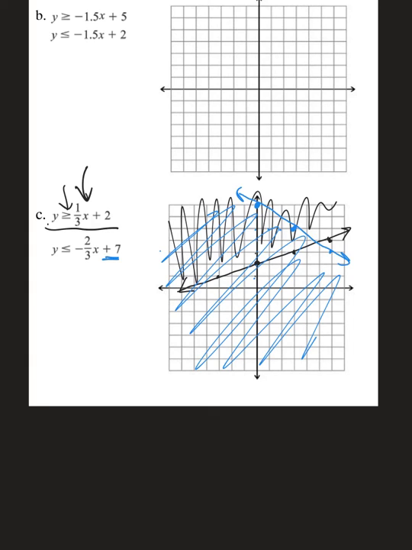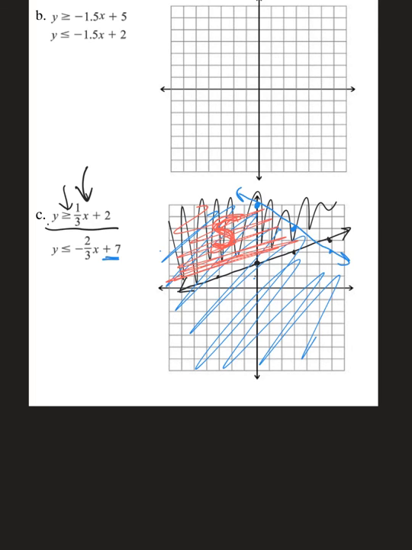My solution set actually happens where the shading overlaps. So it actually happens right here. We would call this the solution set. Usually what you do if you were doing this on paper is you would put an S there to indicate that you know that's the solution set.